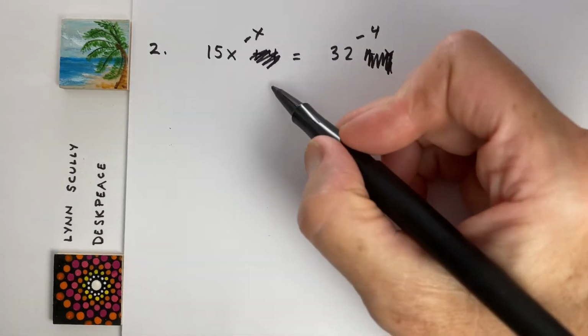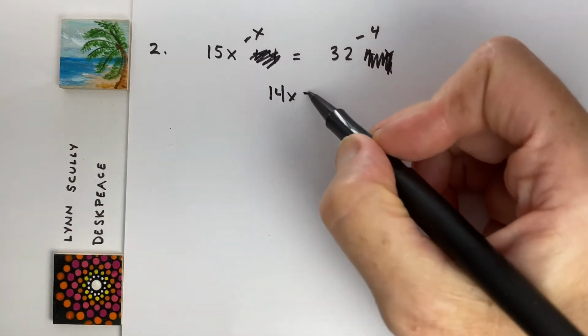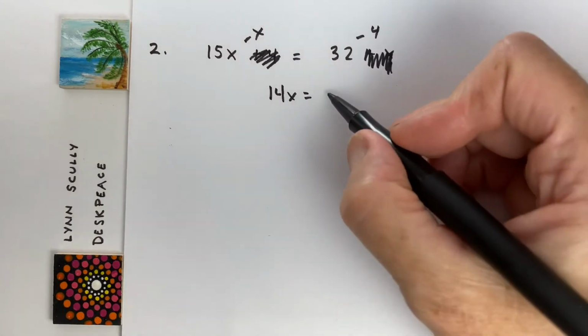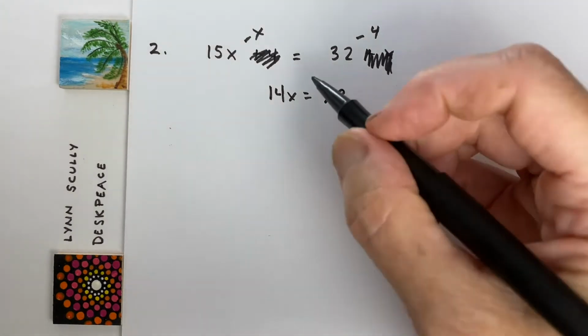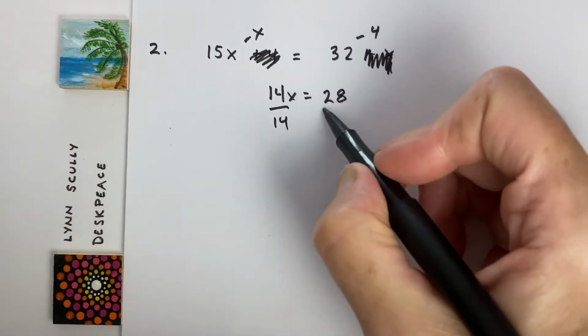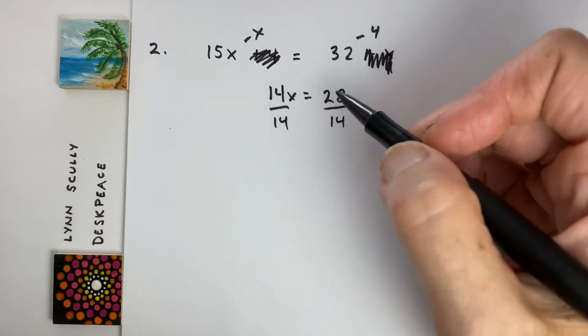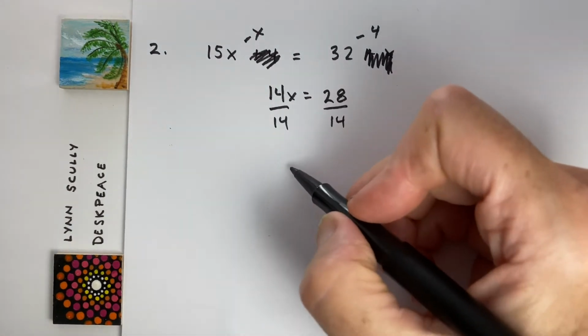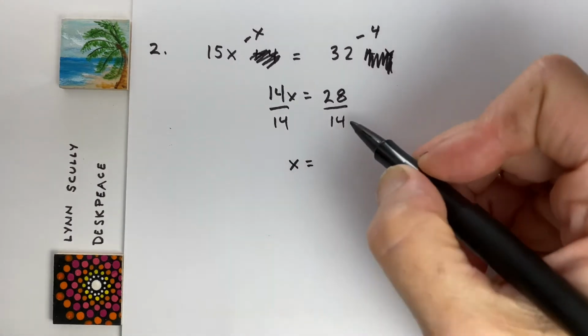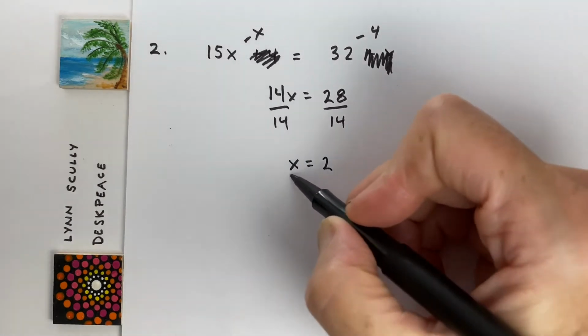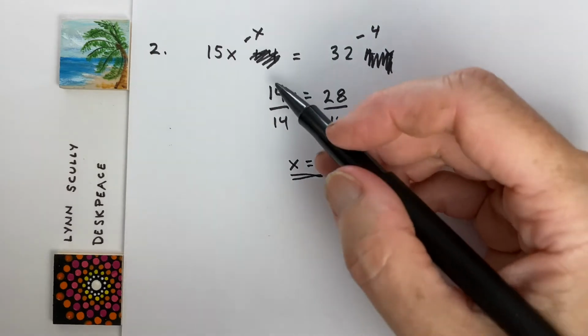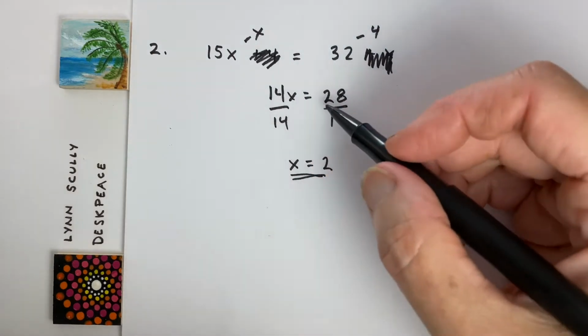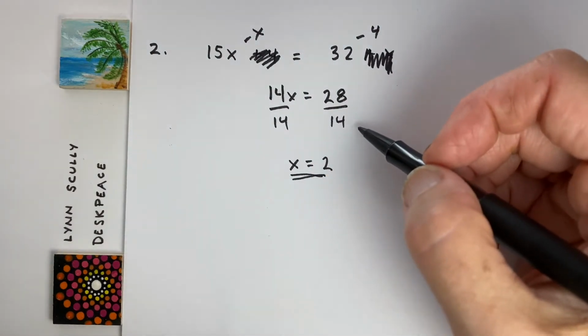15x's minus 1x is 14x's equals 32 minus 4 is 28. I divide both sides by 14 because I only want a 1 in front of my x. 14 divided by 14 is 1x. 28 divided by 14 is 2. I'll stop writing it on both sides and just do my moving over action from here on.